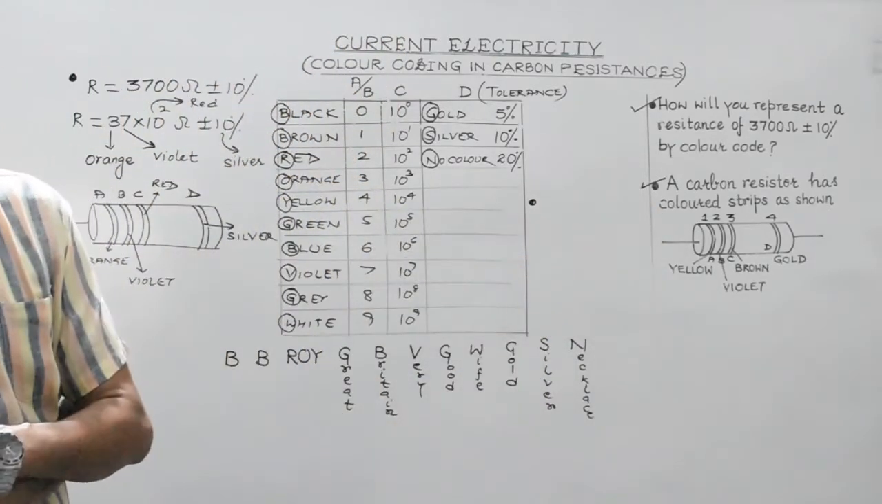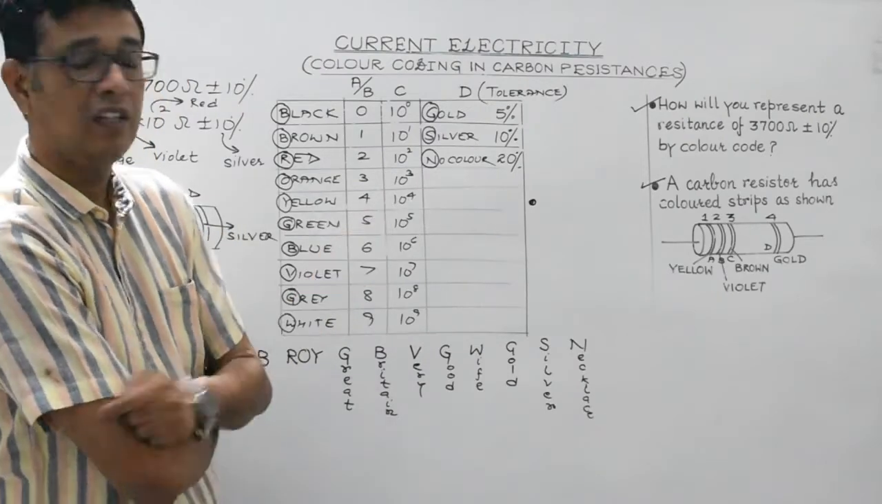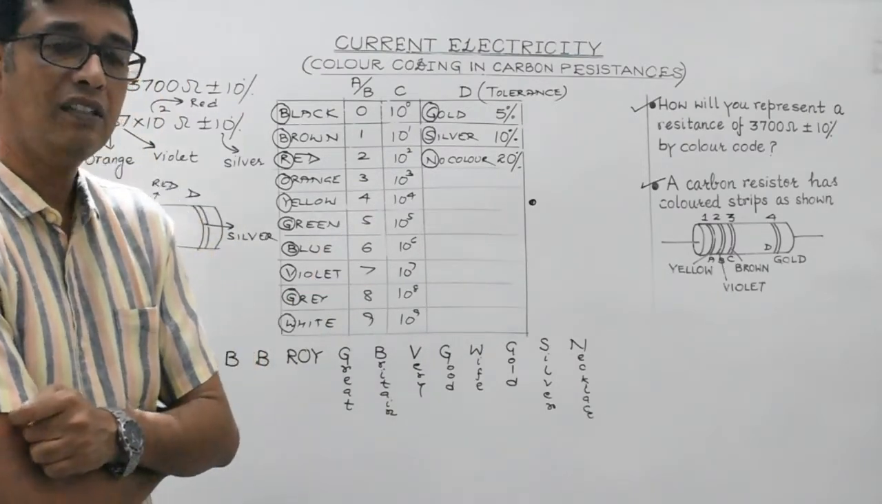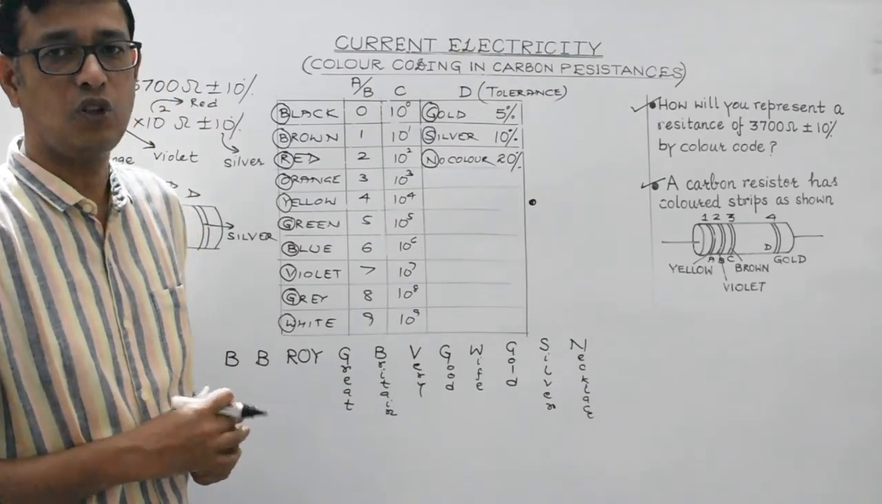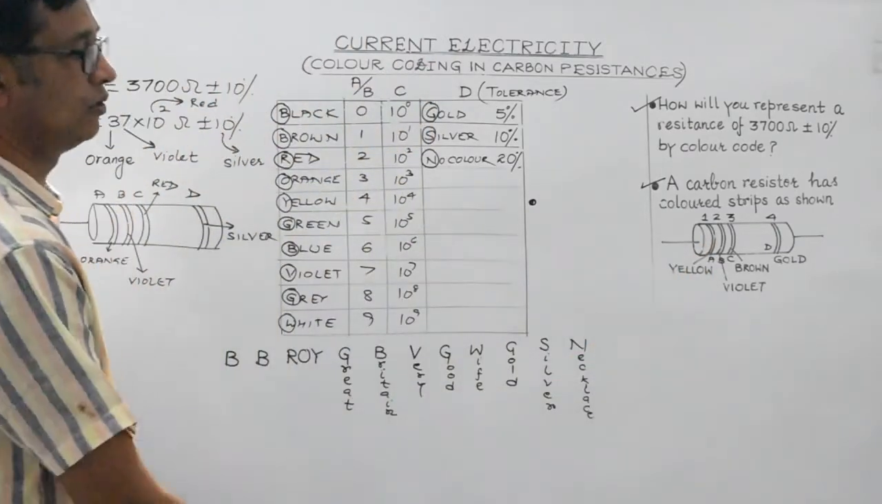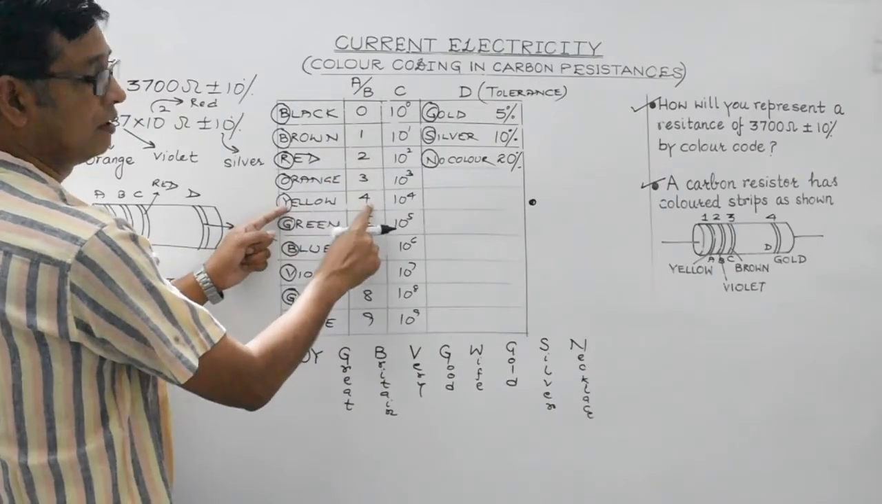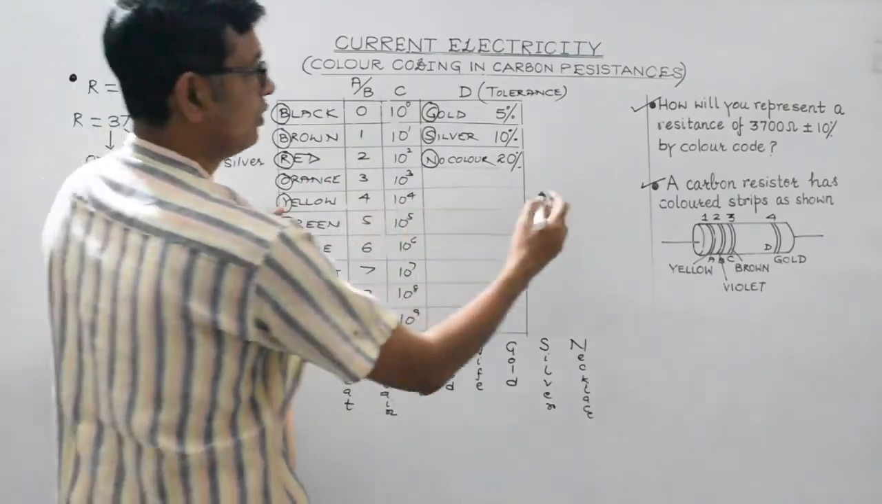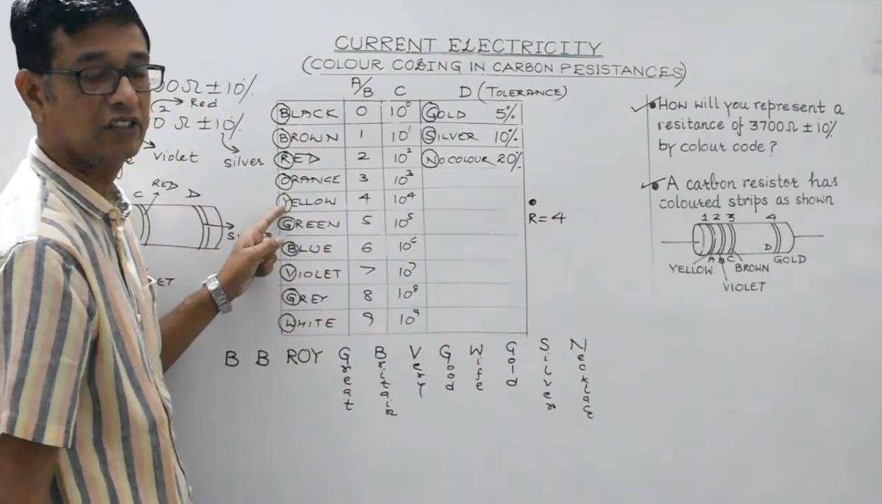Okay, here the color sequence is given. In this question, the color sequence is given and we are supposed to find out the value of resistance in ohm. So how to proceed? Look, the first one is yellow. It corresponds to the value of 4. So the value of resistance would be 4. This is the first significant digit, right?